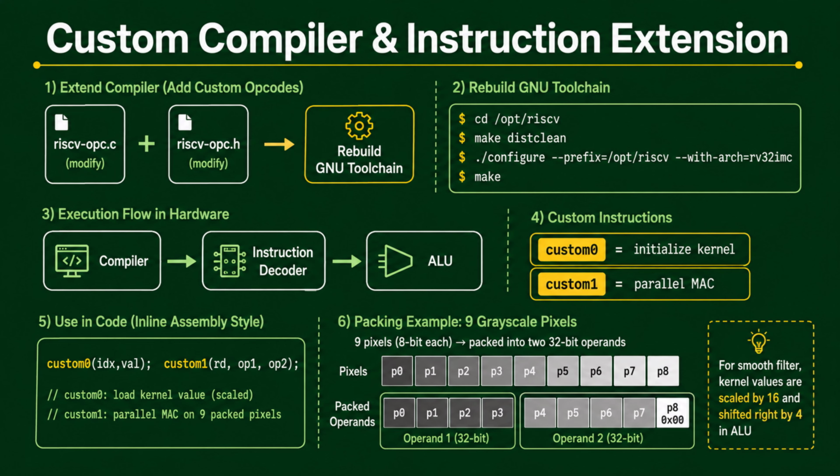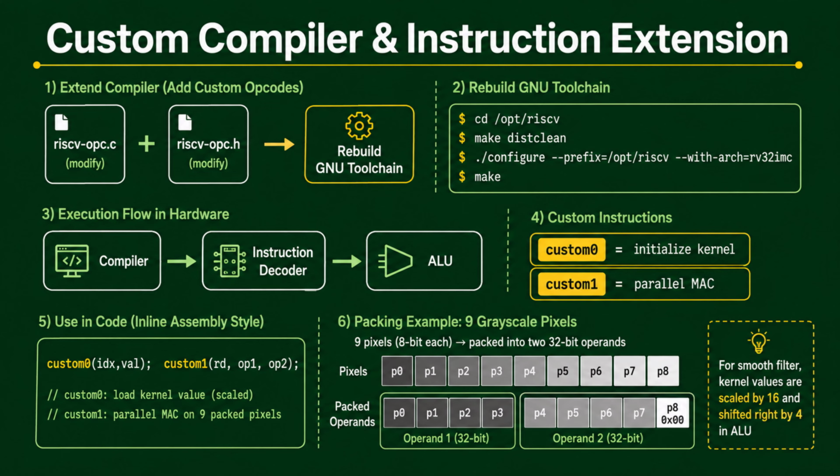Instead of performing these operations sequentially in software, additional DSP hardware can execute multiplications in parallel. The thesis implementation packs grayscale pixel information into the processor operands and sends them into the modified ALU. The custom instructions can then be called from C using inline assembly.